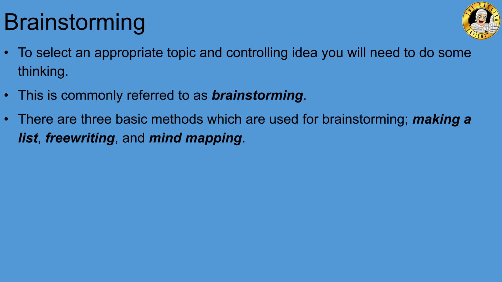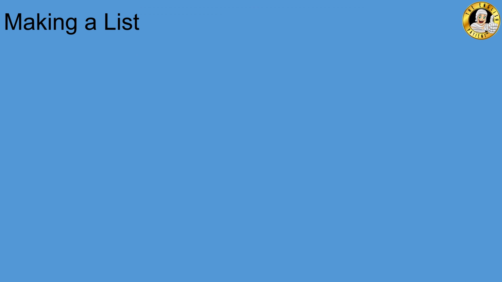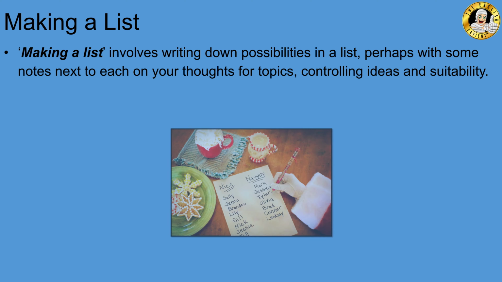Now, there are 3 basic methods which are used for brainstorming. And the first is making a list, the next is free writing, and the last is mind mapping. Now, any or all of these methods can be used in either group or individual projects or speeches which you wish to employ. Let's take a look at what these actually are.